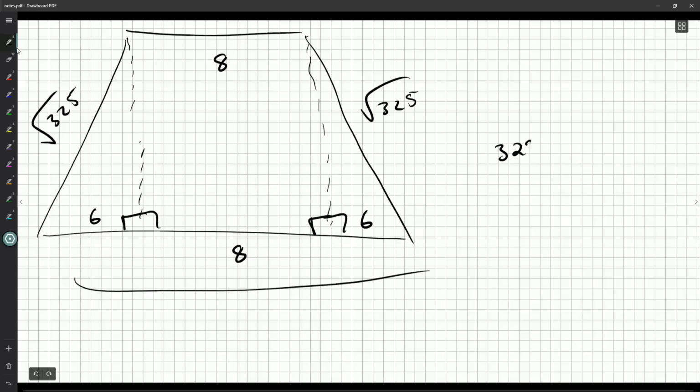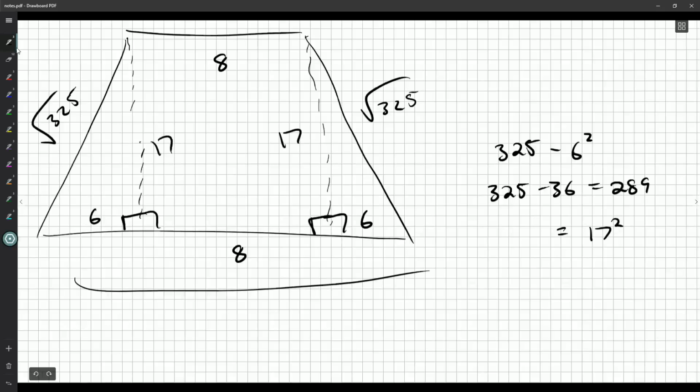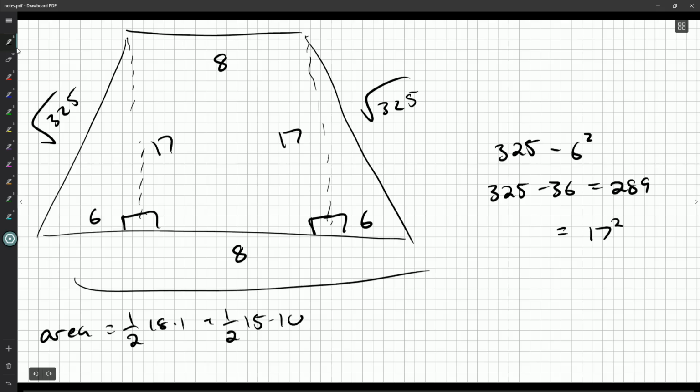So the height squared is 325 minus the 6 squared, 325 minus 36. The difference is 289, and that is 17 squared, so we have a height of 17 here. Now that I know the height, we can get the area. So the area is 1/2 base times height of one of the right angle triangles, 1/2 base times height of the other right angle triangle, plus 1/2 height times the sum of the parallel sides.